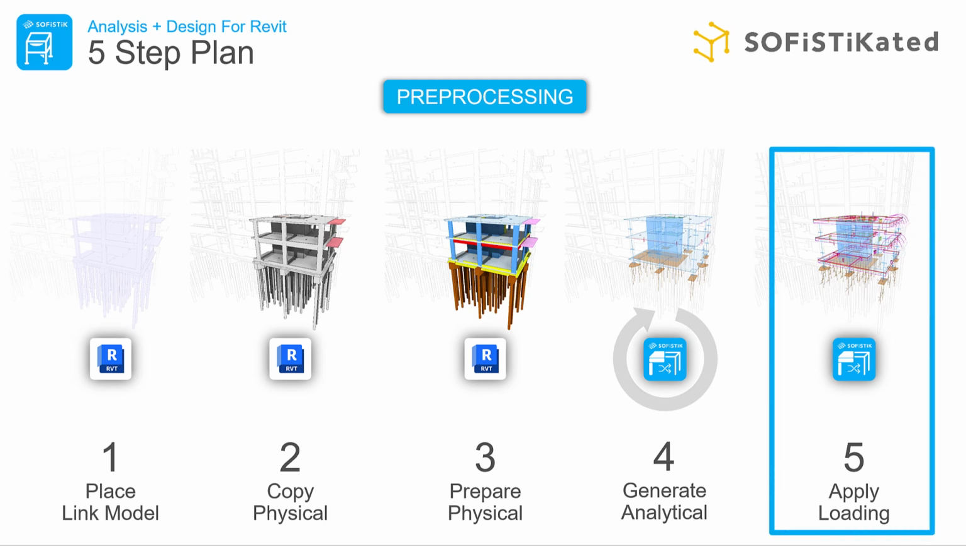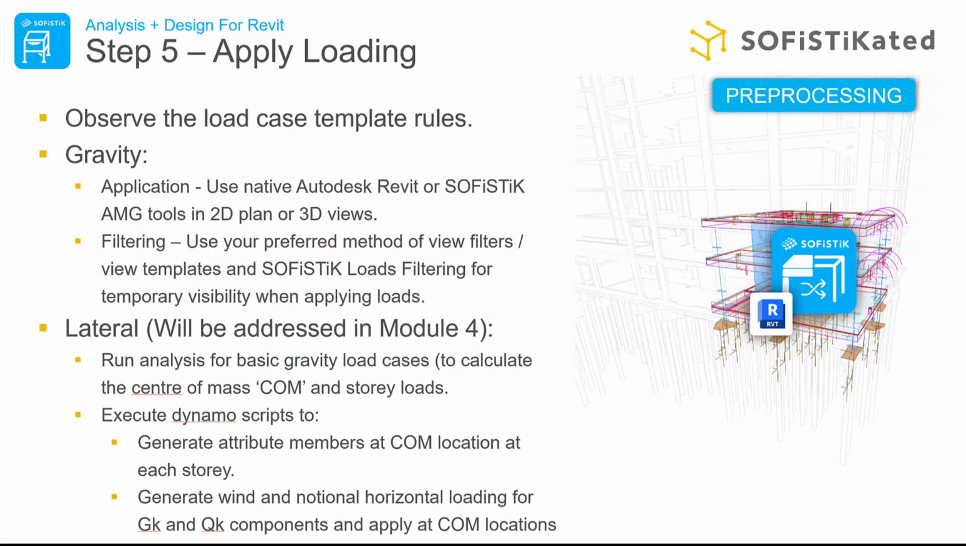The final task in this 5-step plan is the application of loading. This is split into 2 subtasks: 1, the application of gravity loads, and 2, the application of lateral loads. The approach and method of application will be different for each. Following the completion of this load application step, we can begin initial analysis and design checks, starting first with the lateral stability workflow, which will be addressed in Module 4.